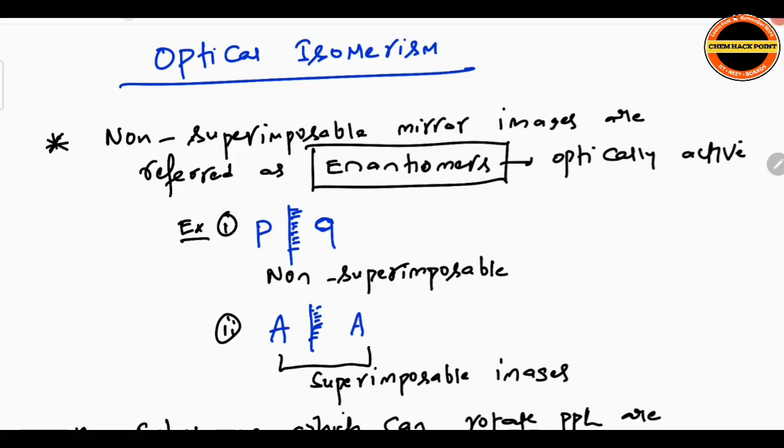Okay, next moving to optical isomerism. Optical isomerism, first of all, non-superimposable mirror images are referred to as enantiomers. You can say optically active. Non-superimposable mirror images are referred to as enantiomers or optically active.